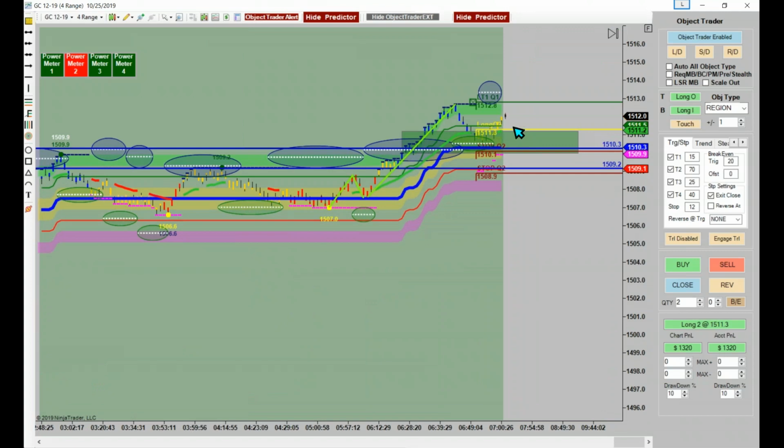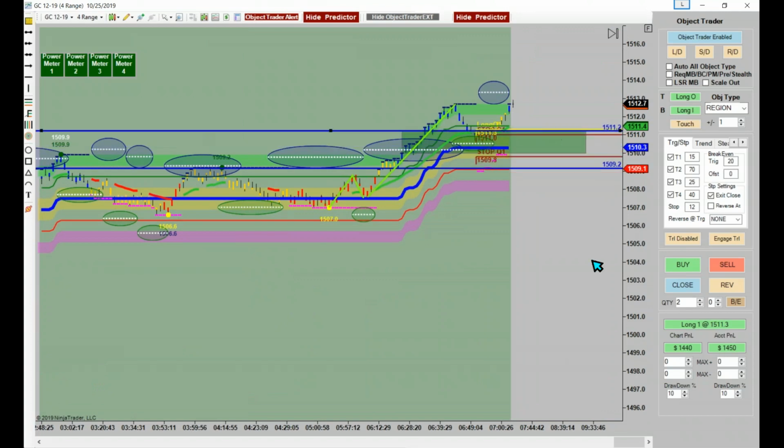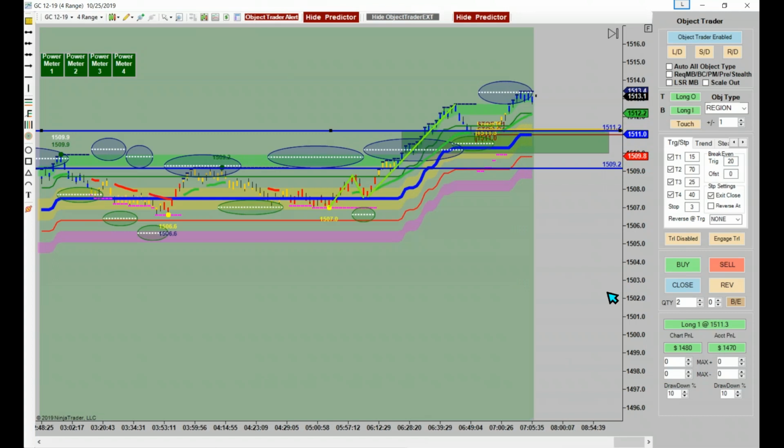And by the way, once you get in the profit like this, if you happen to hit this, you can go ahead and go to break even on this. You can even set this to go to break even at 10 if you want to. But you'll find that hit quite often.